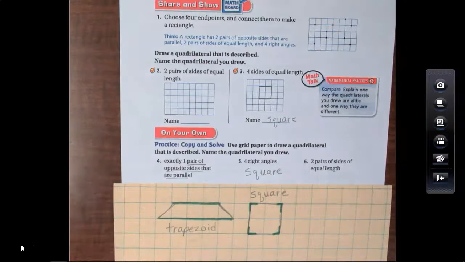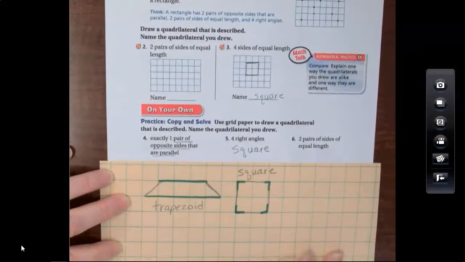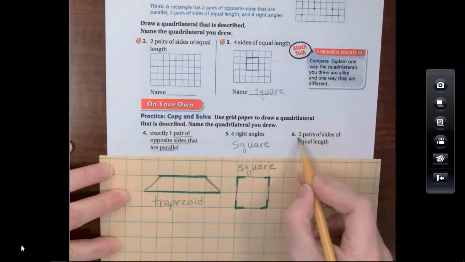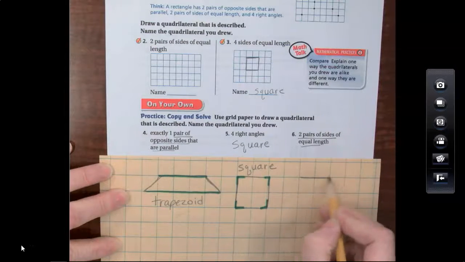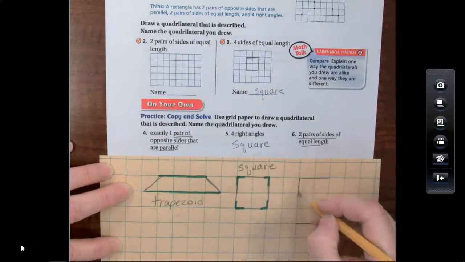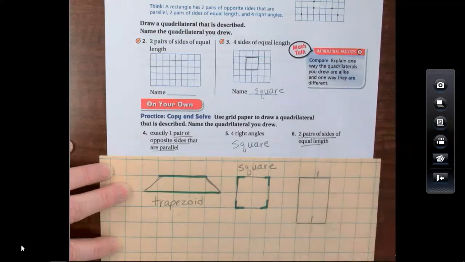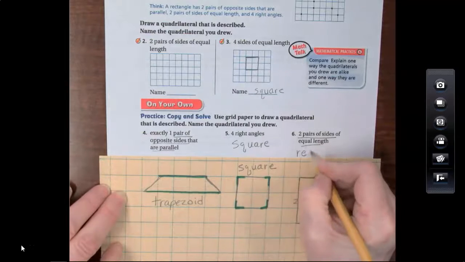Okay, 2 pairs of sides of equal length. Well, if you remember, a quadrilateral that has that is a rectangle. 2 pairs of sides of equal length. So here's one side, here's another side, and they're equal. Then this side is equal to this side. So it has 2 pairs. It has 1 pair, 2 pair, sides of equal length. So that one we could draw a rectangle.